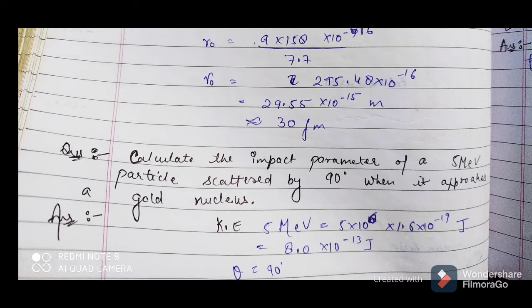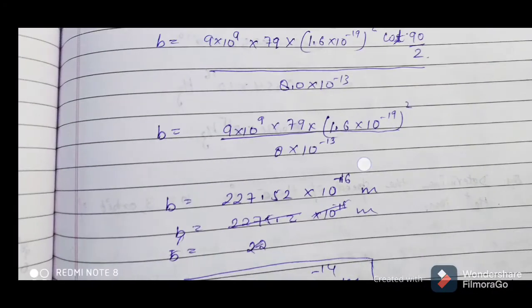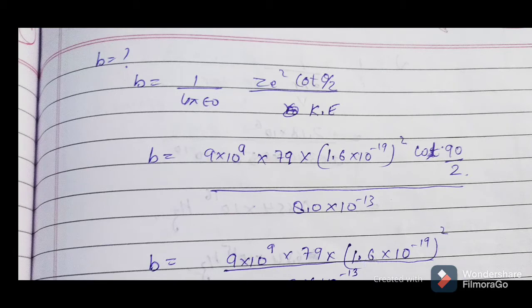What the question says: calculate the impact parameter of a 5 mega electron volt alpha particle scattered by 90° when it approaches a gold nucleus. We just have to calculate the impact parameter. The formula of impact parameter is this one, denoted by b, equals 1 upon 4 pi epsilon naught, Z e square cot theta by 2, divided by the kinetic energy of that alpha particle.